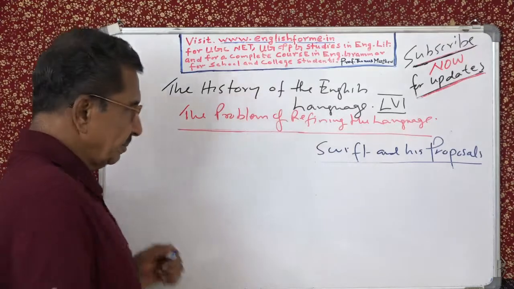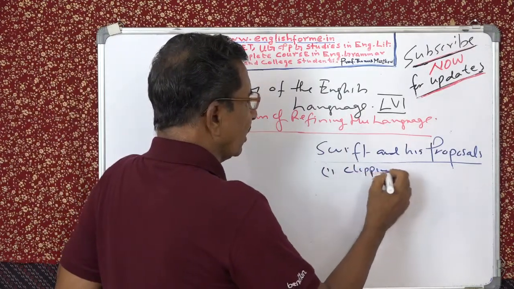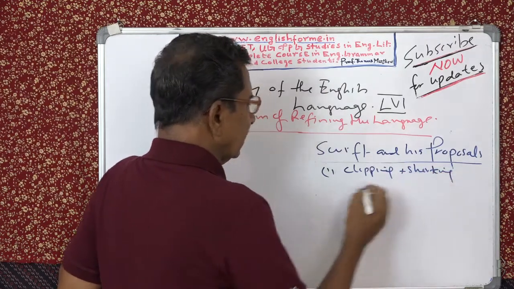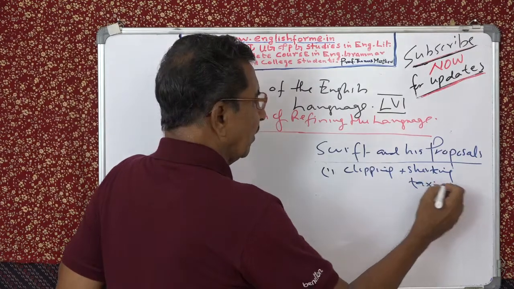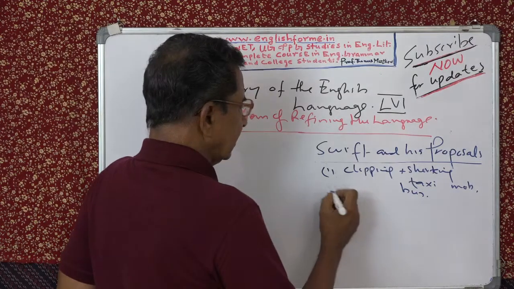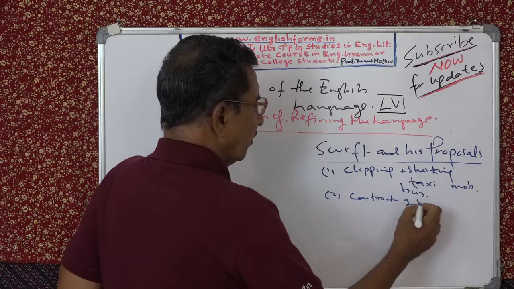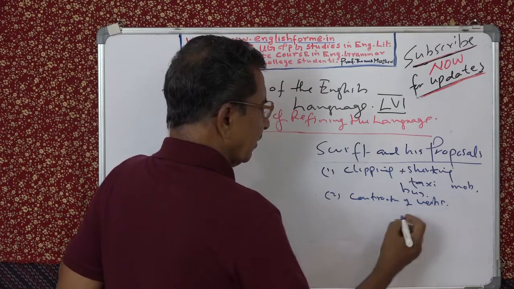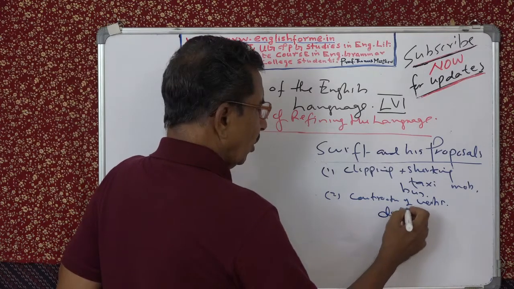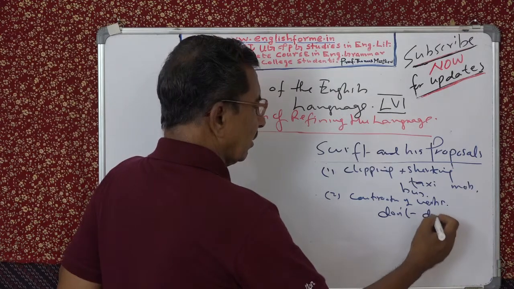So the first one is clipping and shortening, and the shortening of words he was against. Taxi is an example. Mob is an example. Bus is an example. Then second is contraction of verbs. For example, we have do not, don't. Or you see examples like disturb.